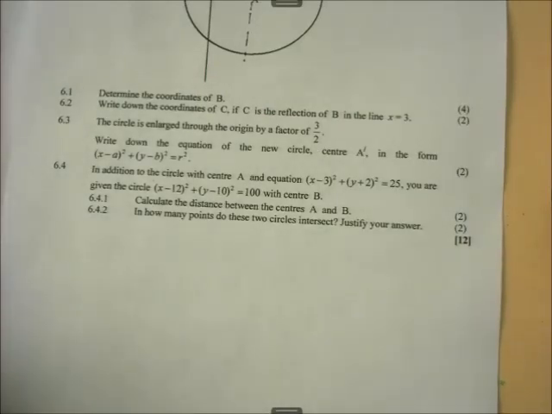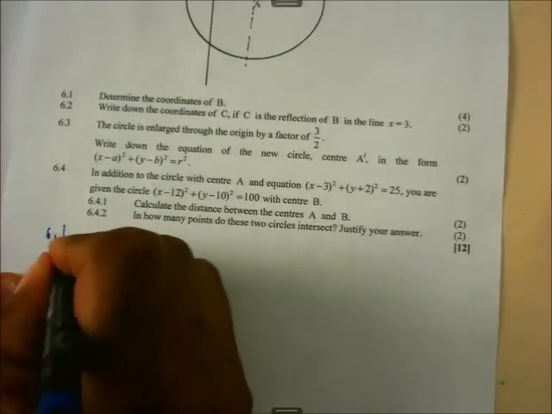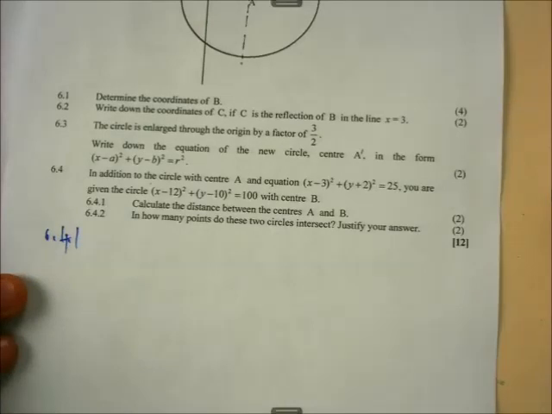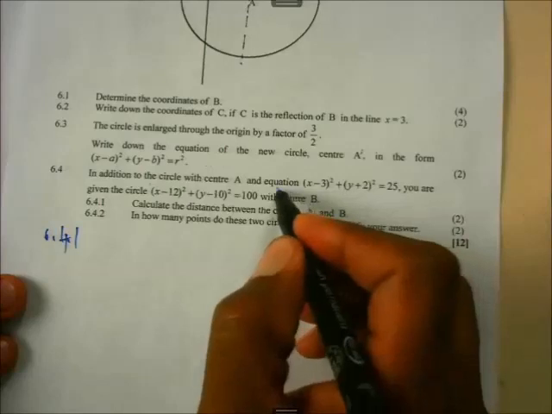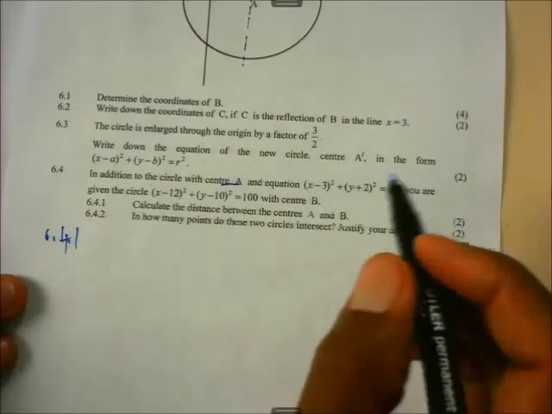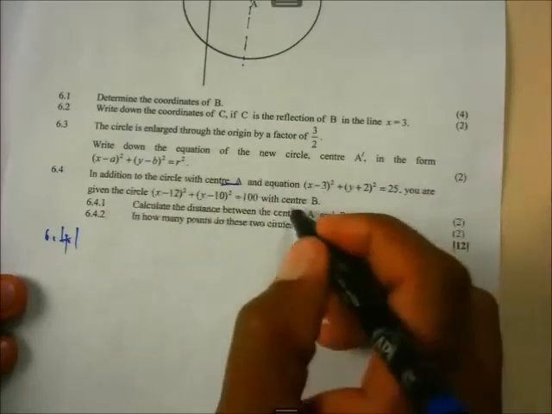Right, thank you very much, boys and girls. Let us look at our solutions now. Let us start with 6.4.1. First of all, we need to calculate the distance between the center A and B. Then it means we need to know the center of the circle with the center A, and also the center of the circle with the center B.